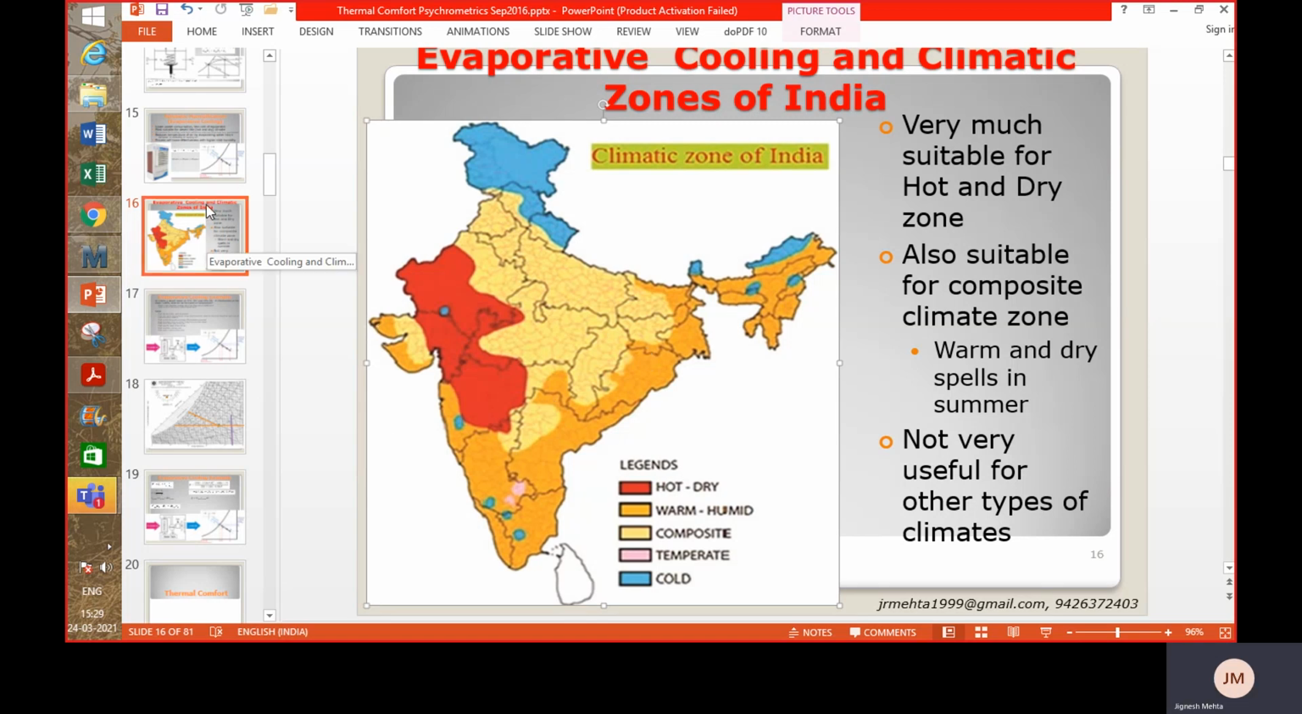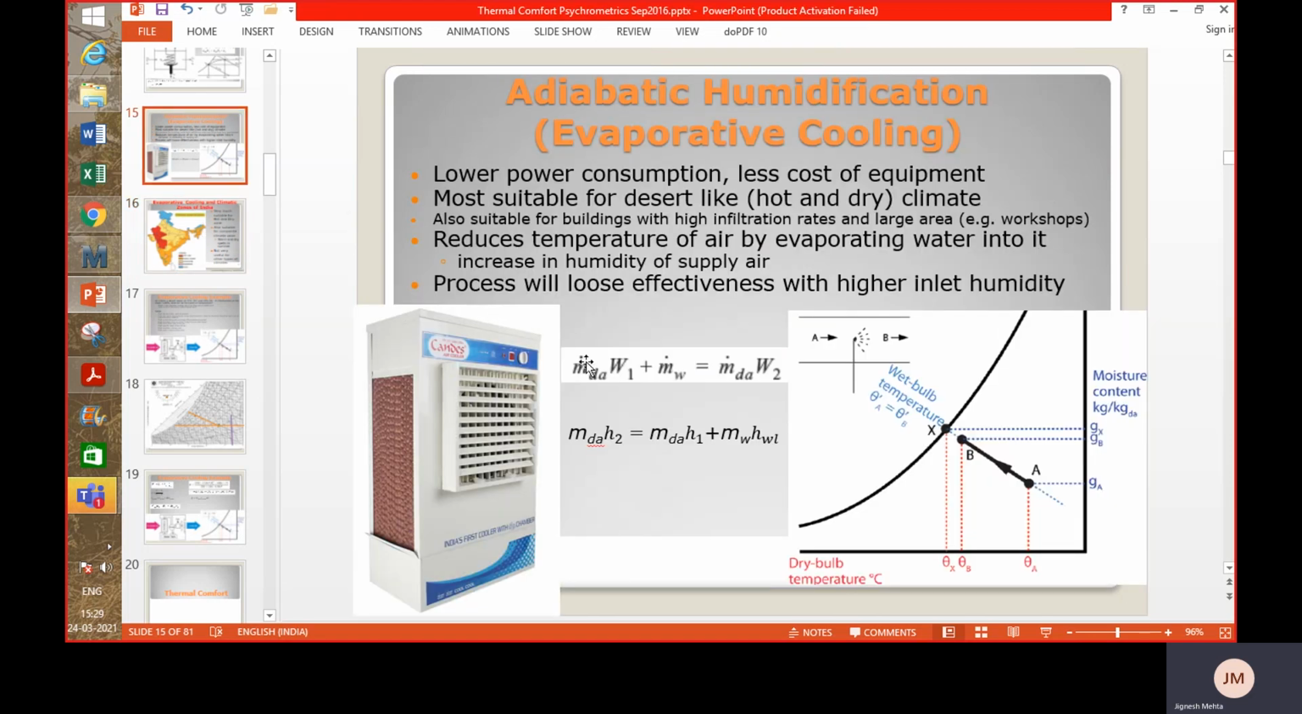So this is about the application of this cooler, and here the moisture balance equation and the enthalpy balance equation, or energy balance equation, are also provided. So this is the moisture balance equation, and here what you read is: mass flow rate of dry air into W1, the humidity ratio at point 1 or A, plus mass flow rate of water is equal to mass flow rate of dry air into W2.